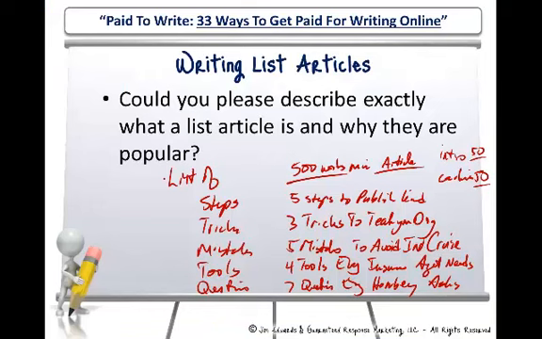So the point is, list articles, especially if you haven't written a lot of articles before, or if you have written a bunch of articles, it's a super simple way to create content, and it's an easy way for people to absorb content because it's got structure and it's got a very specific promise in the headline. And so it's really a win-win-win. It's easy for you to write, it's easy for them to read, and it's easy for them to get a result.